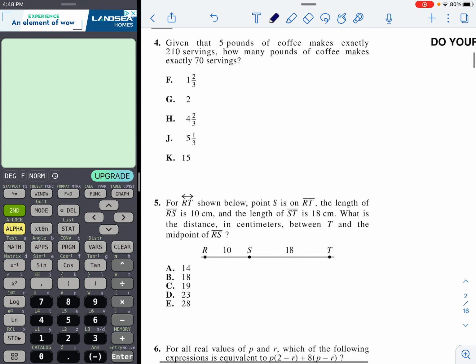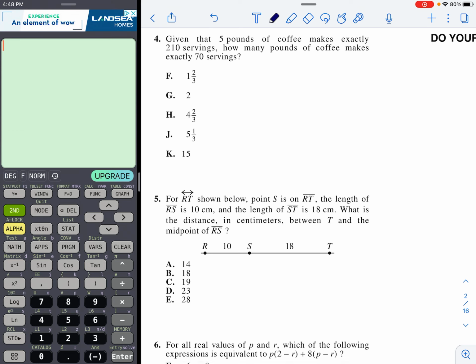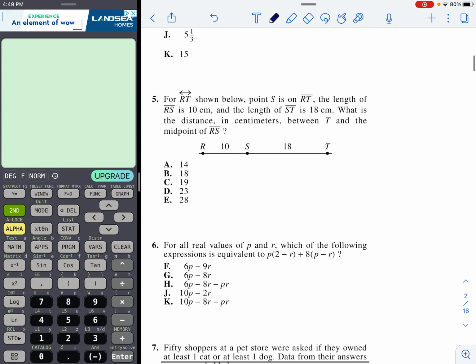Question number 4. Given that 5 pounds of coffee makes exactly 210 servings, how many pounds of coffee makes exactly 70 servings? Well, 70 is 1/3 of 210, so we need to take that 5 and divide by 3 as well. 5/3, that is the same thing as 1 2/3. Answer choice F.